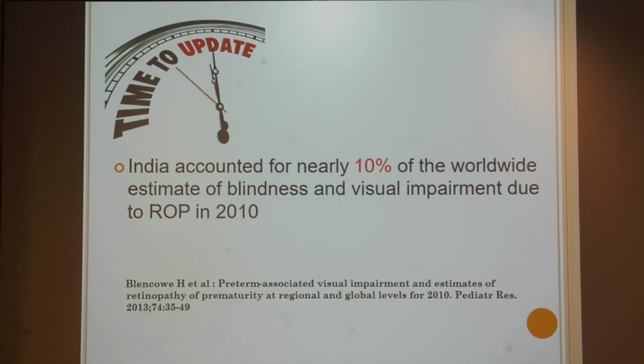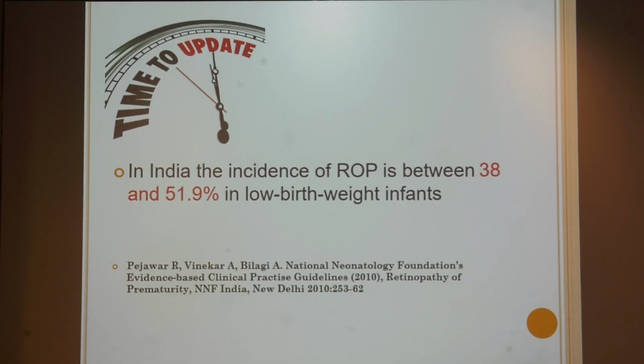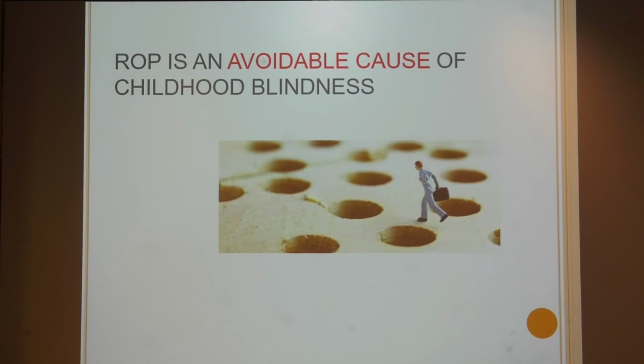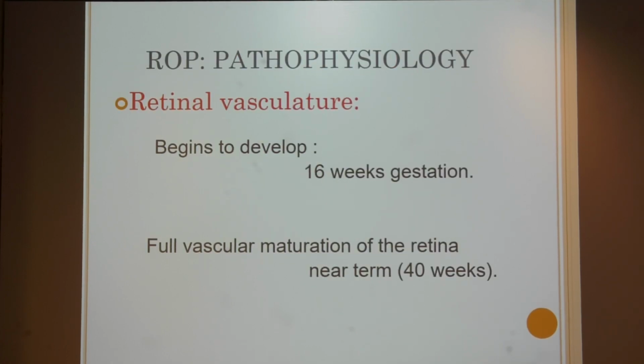India has accounted for nearly 10% of the worldwide estimate of blindness and visual impairment due to ROP in 2010. In India, the incidence of ROP is between 38 to 51.9% in low birth weight infants. But very important thing is ROP is an avoidable cause of childhood blindness, so we should do screening and treatment properly on time. With this background, I'll move on to pathophysiology of the ROP.